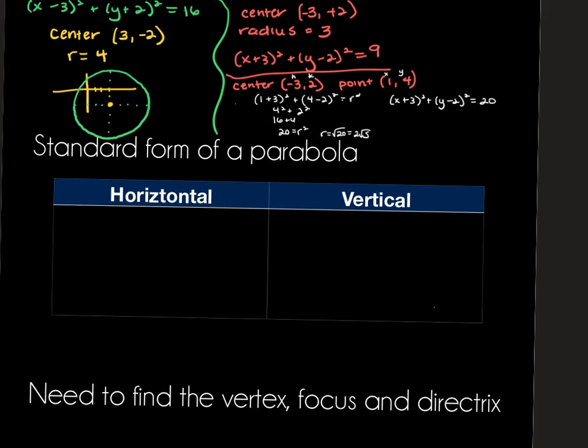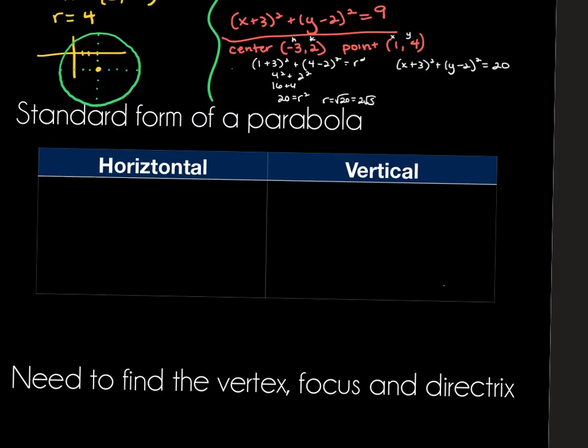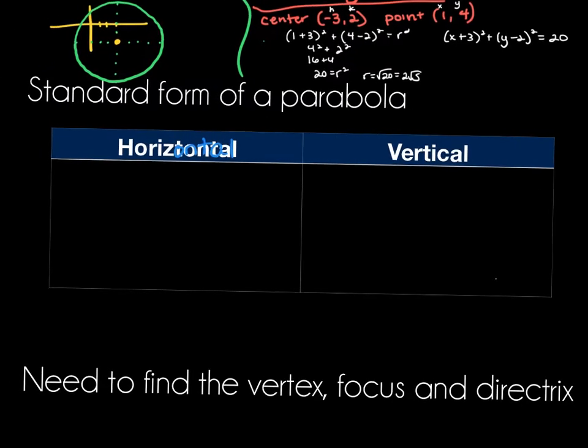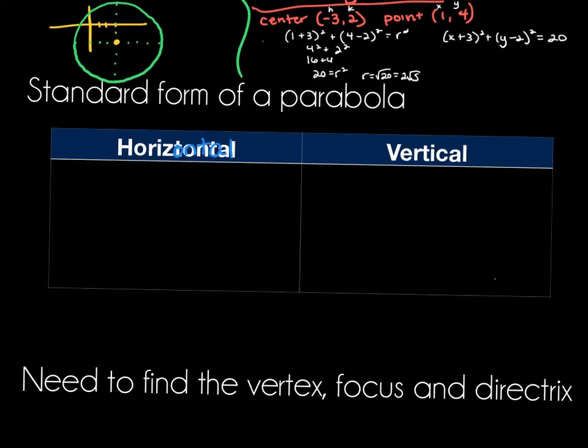Okay, then came standard form of a parabola. Apparently I can't spell horizontal, so it's going to be wrong every time. Okay, there are 2 types of parabolas, ones that are horizontal, which point right or left. And this is a y minus k squared equals 4p x minus h. So if the 4p is positive, it points to the right. If the 4p is negative, then it points to the left.